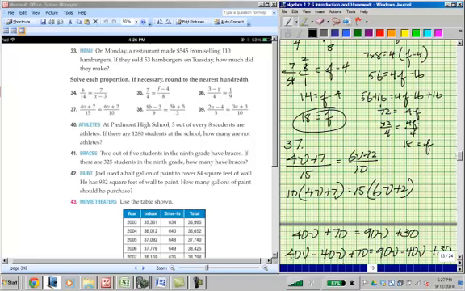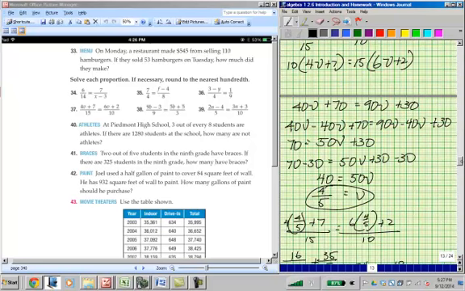39. 2n minus 4 over 5 equals 3n plus 3 over 10. Cross multiply. 10 times 2n minus 4 equals 5 times 3n plus 3. 20n minus 40 equals 15n plus 45.